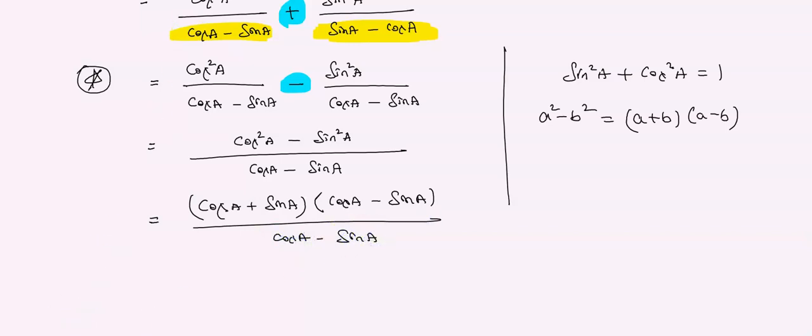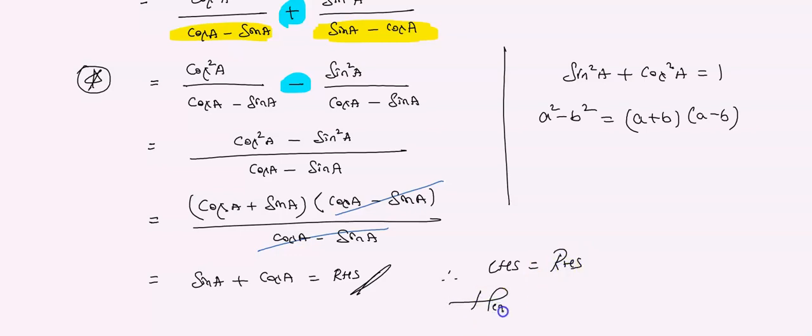Now as we can see here, this cos A minus sin A and this cos A minus sin A will get cancelled. So what is left is sin A plus cos A, or cos A plus sin A, that is equals to RHS. Now we can say that therefore LHS is equals to RHS, hence proved.